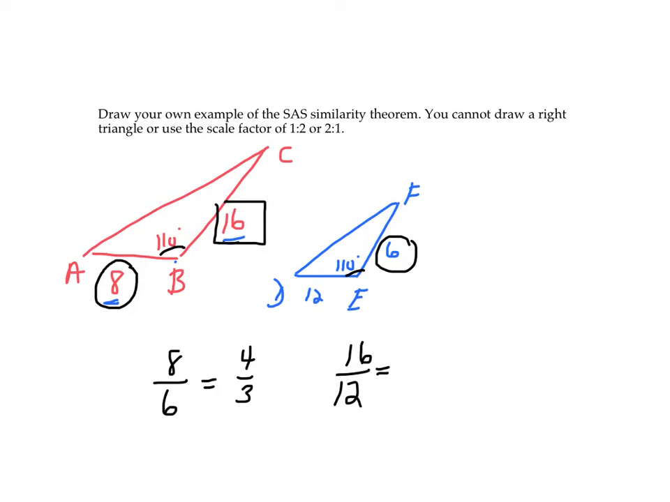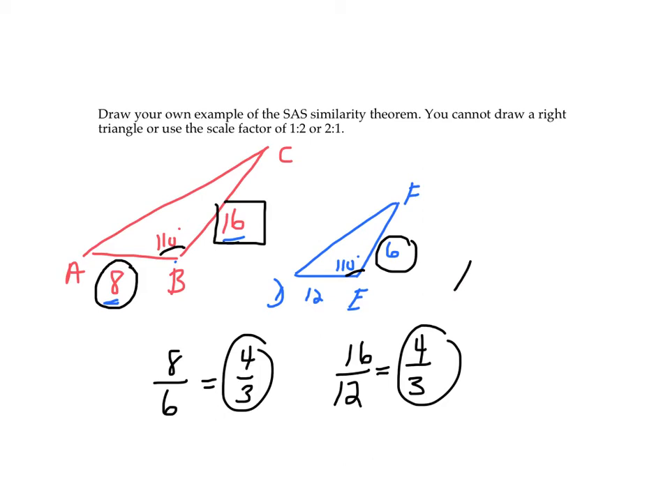Take and divide by 4. 16 divided by 4 is 4. 12 divided by 4 is 3. And we have the same ratio in both cases. So since they both reduce to 4 to 3, then our two triangles are similar.